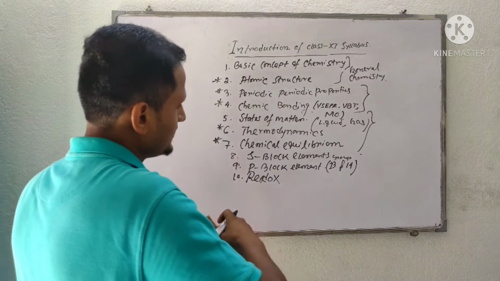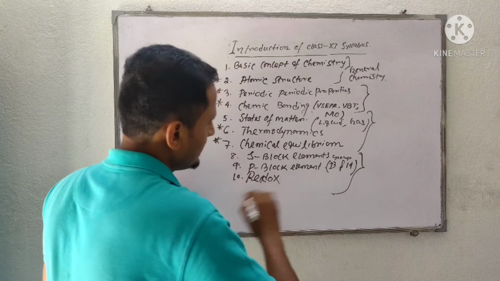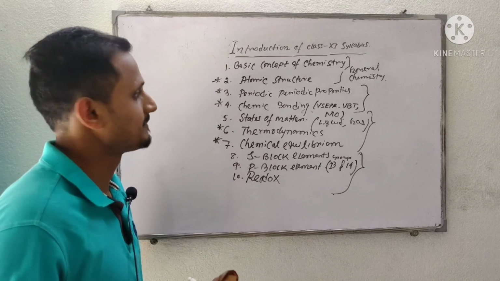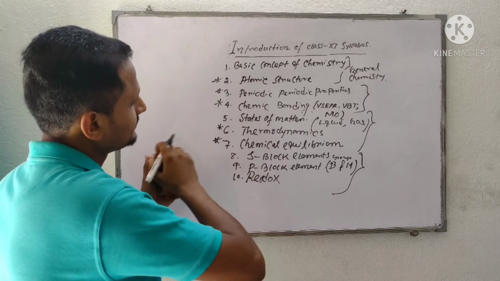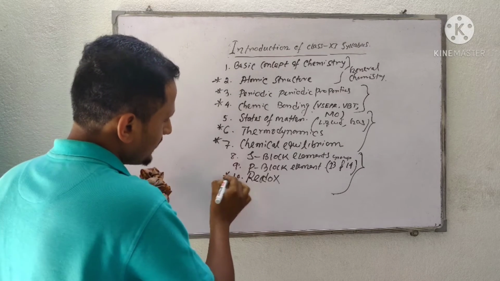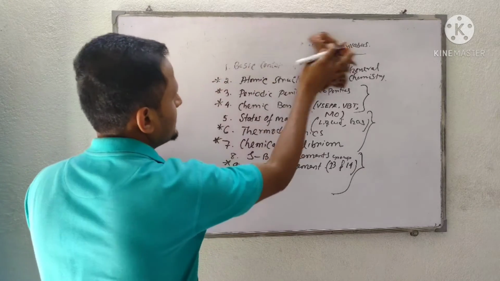Now this is also a chapter from your inorganic chemistry. These three are the chapters of inorganic chemistry. Okay. So next, I'm just erasing this one, and this is also very important. This P block is also very important. Now I'm just erasing.